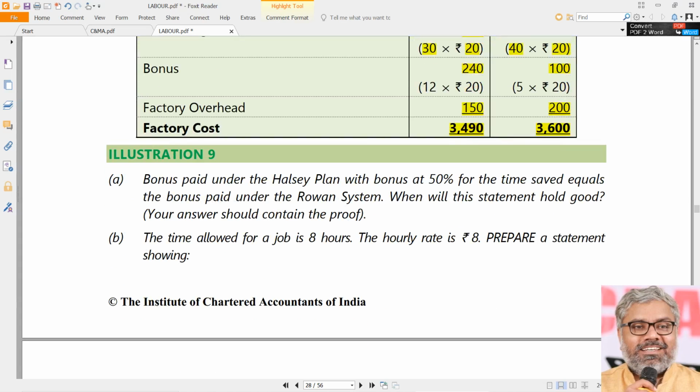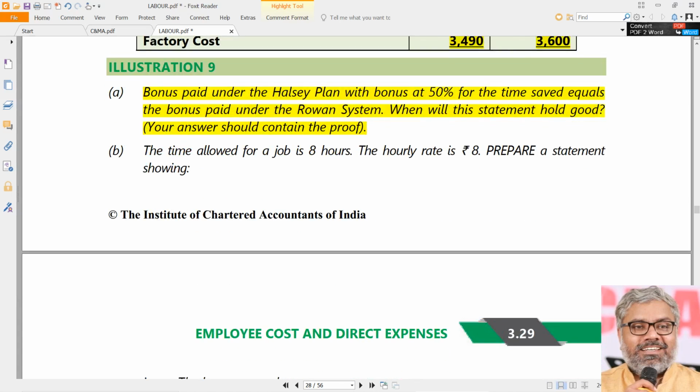Like this many questions are there. You can generally go through them. These are mostly practice questions. Like illustration 9. Bonus paid under Halsey plan with bonus at 50% for the time saved equals the bonus paid under Rowan system. When will this statement hold good? So we need to prove that. Again, only a little mathematical application.